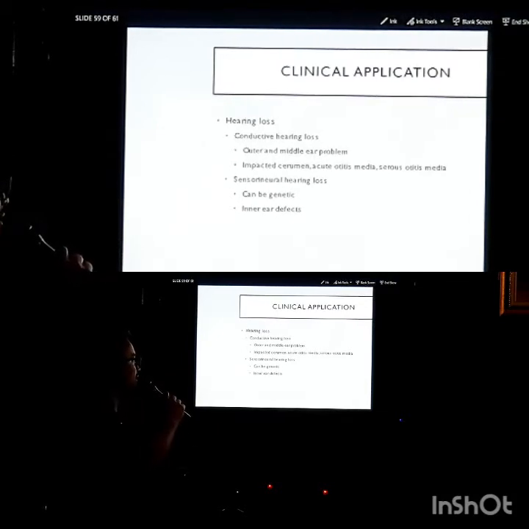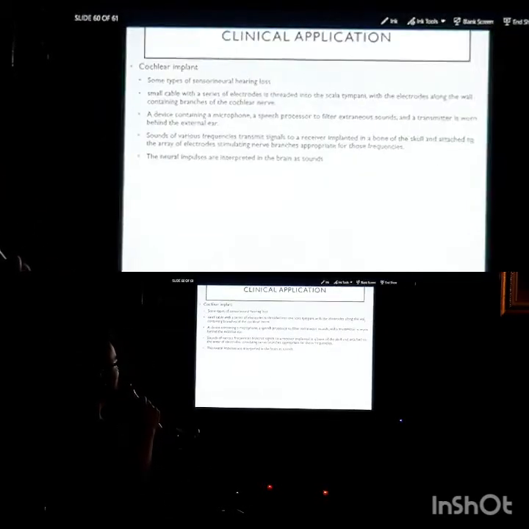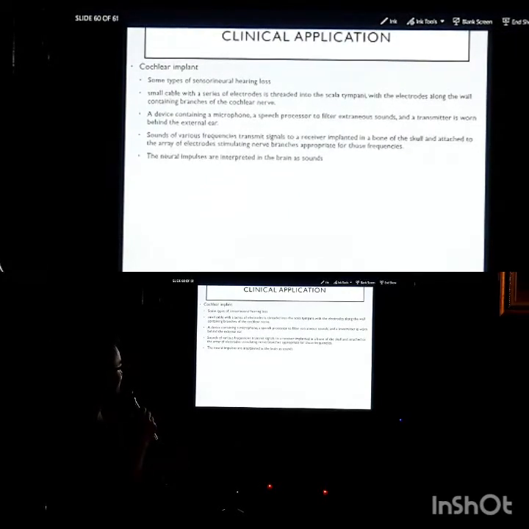And finally, sensorineural hearing loss. Usually these are genetic, or there are inner ear defects or inflammation of the cochlear nerve, so these can produce sensorineural hearing loss. So for the clinical application, you have a cochlear implant.